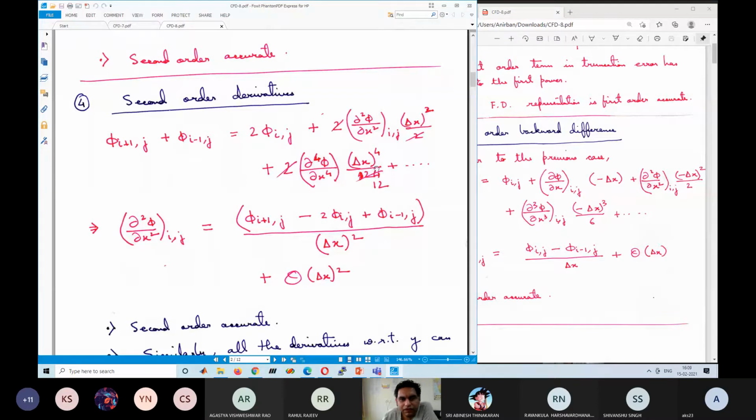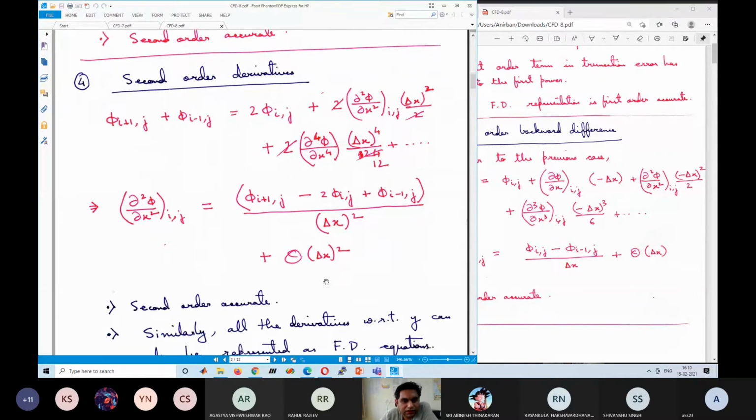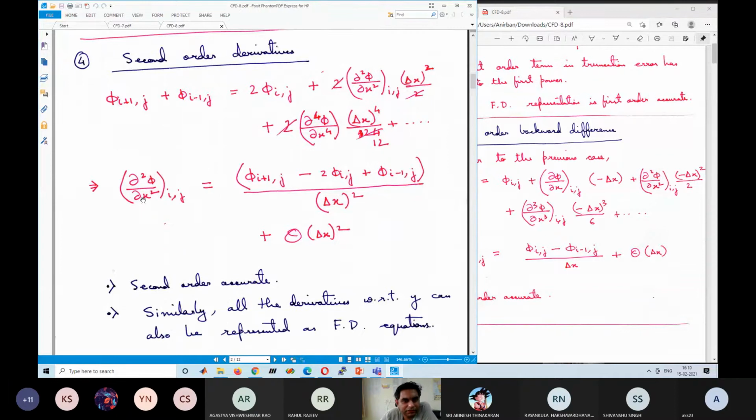So it will be negative. Delta x to the power 4 divided by delta x square. So the error is of the order delta x square. This is second order accurate. Second order derivative representation. So finite difference equation for the second order derivative, and this representation is second order accurate. What is the representation again? Del square phi del x square ij is equal to phi i plus 1 comma j minus 2 phi ij plus phi i minus 1 comma j.